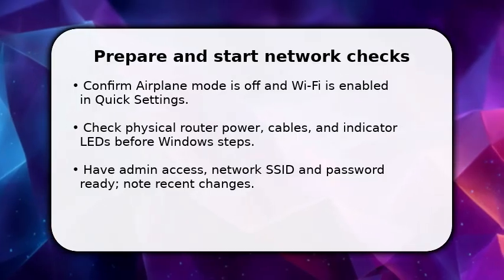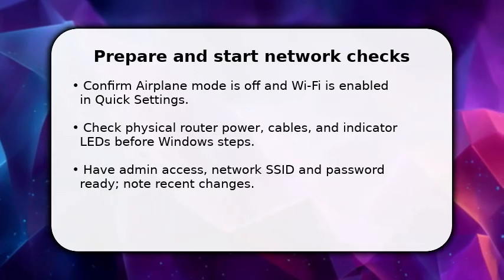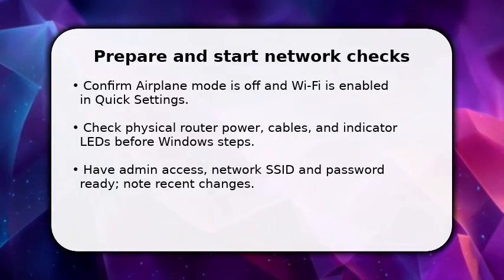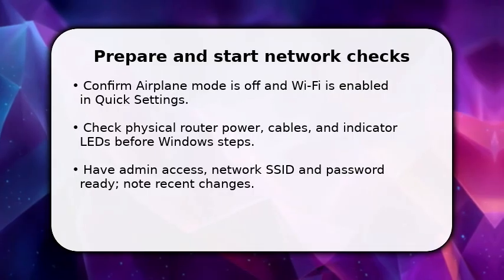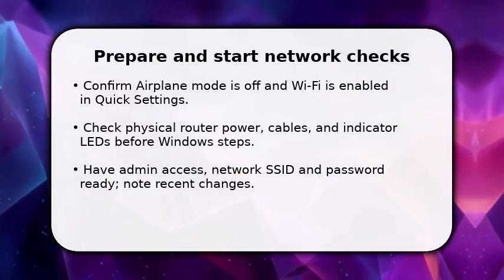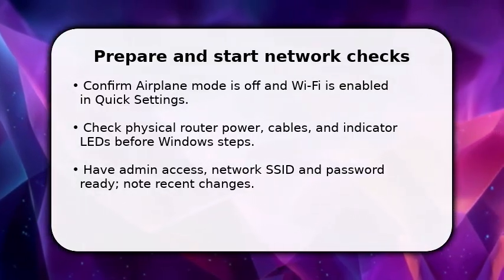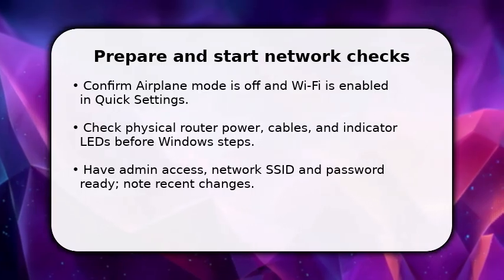You begin by turning on the essentials. Open Quick Settings and make sure airplane mode is off and Wi-Fi is enabled. Once done, verify the router is powered and cables are secure so Windows Diagnostics won't chase a dead box.